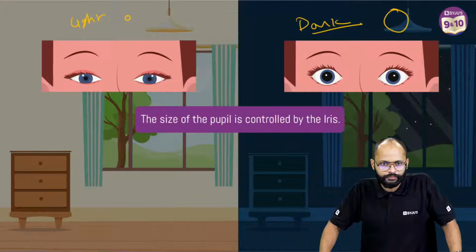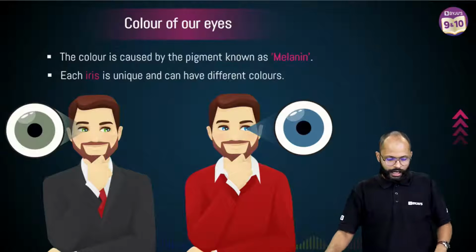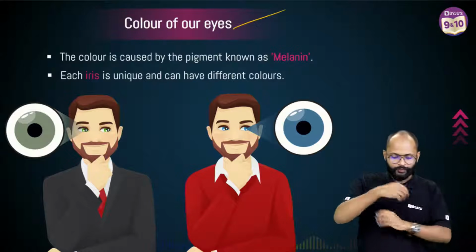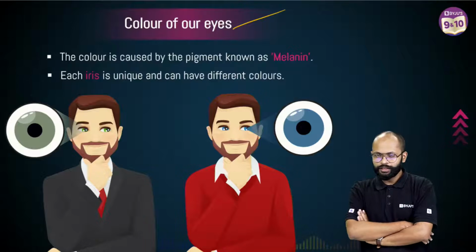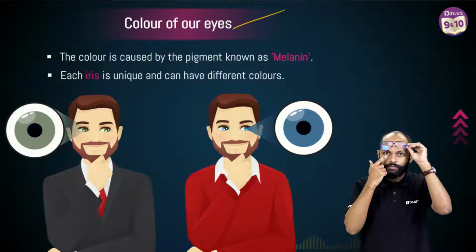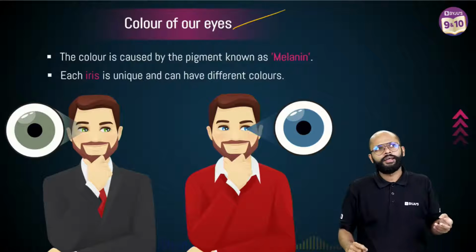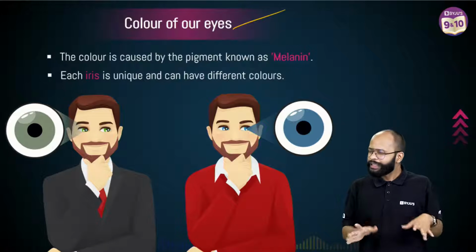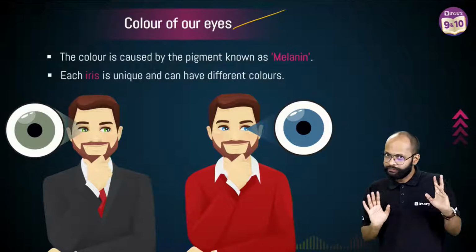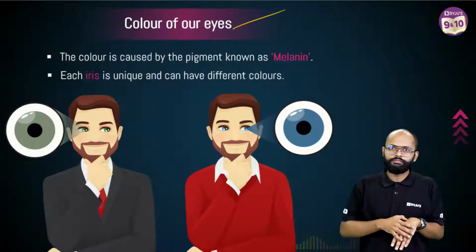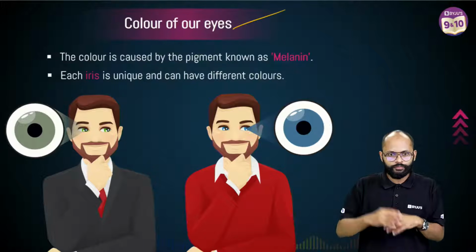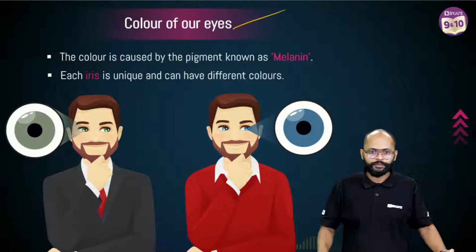Okay, good. Now, color of your eyes. You might have seen that, for example, I have these brownish eyes. A lot of us have black eyes. Blue and green eyes, we don't see normally in Indians. In foreigners, we have seen them, right? Sometimes they are blue, sometimes green.